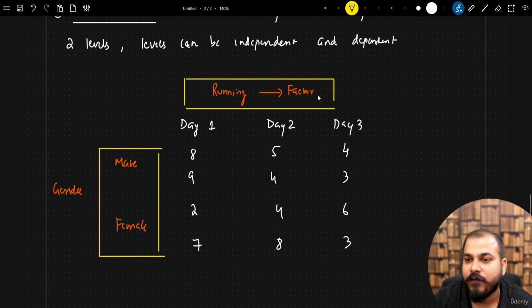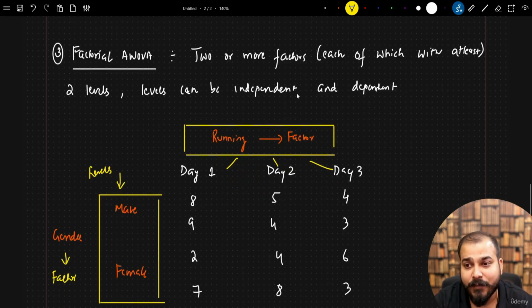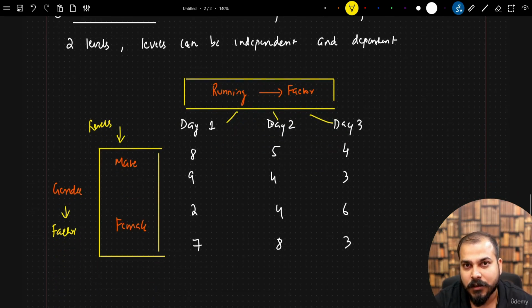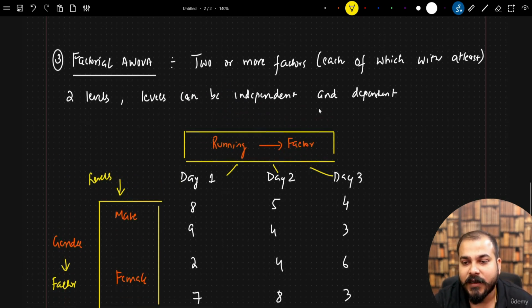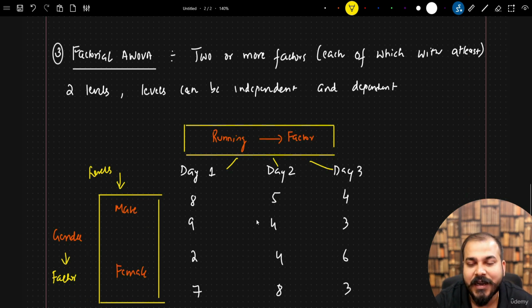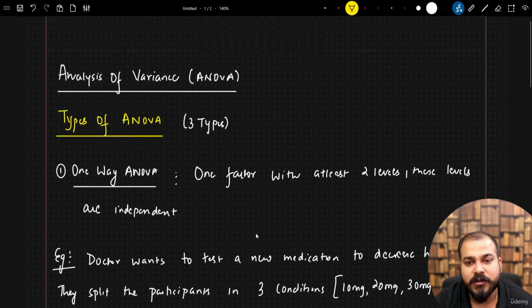Now with respect to these factors and levels, gender is one factor, and these are my levels. And over here running is one factor, and these are my levels: day 1, day 2, day 3. So levels can be independent or dependent. Here you can see that it is dependent. Here you can see it as independent. Male and female are completely separate entities. So 2 or more factors, obviously, we have taken an example. Whenever you get this kind of data set, we can definitely consider it as factorial ANOVA. So I hope you got an idea about the 3 types of ANOVA.